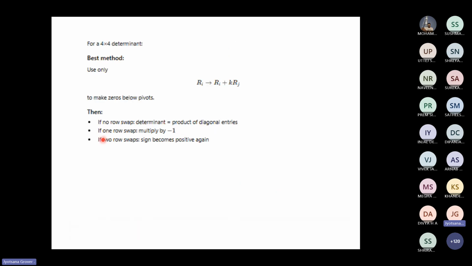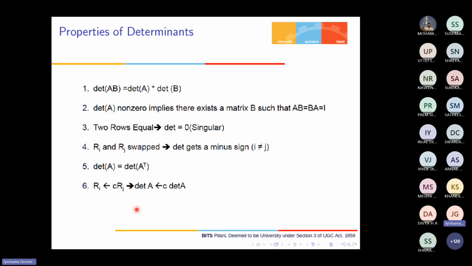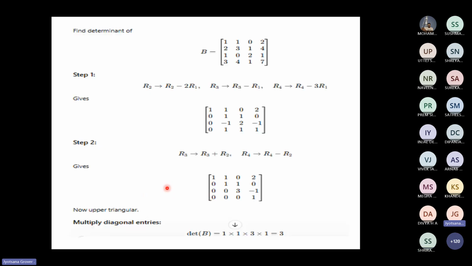Because if you just multiply any row with a constant, the determinant also gets multiplied with that constant. Okay, I'll come to it. It's good that you are asking questions.